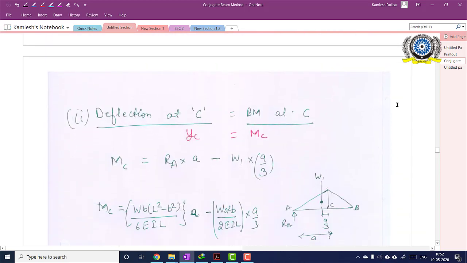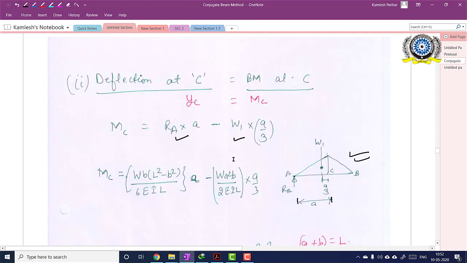Now next, deflection at point C. Remember, C is not the center point. C is the point at which the point load acts. So how to find out the deflection? Simply, the bending moment at C will be the deflection at C. So bending moment MC is what? This is the simplified model. I have shown it here again for your easiness. RA multiplied by the lever arm A minus W1 multiplied by A by 3 lever arm, that is force into lever arm. So RA times A minus W1 times A by 3.